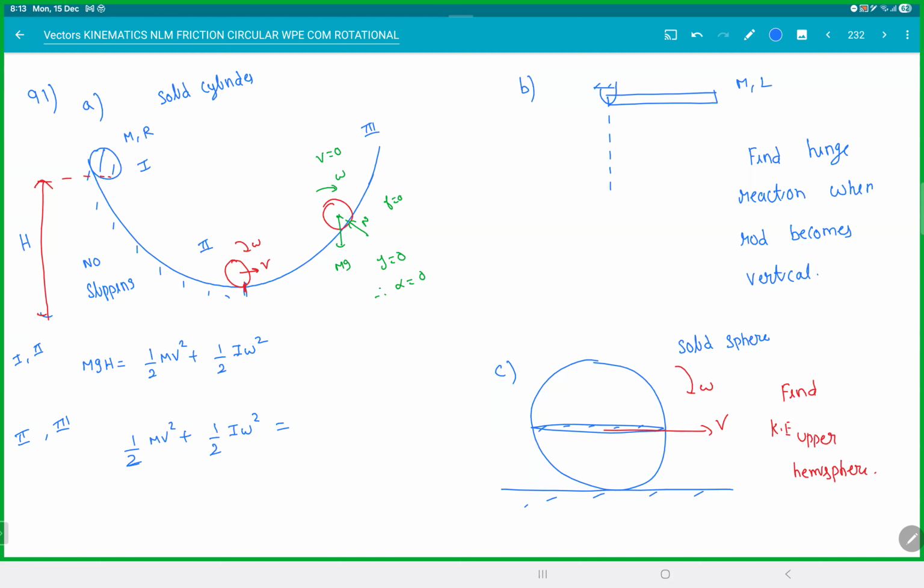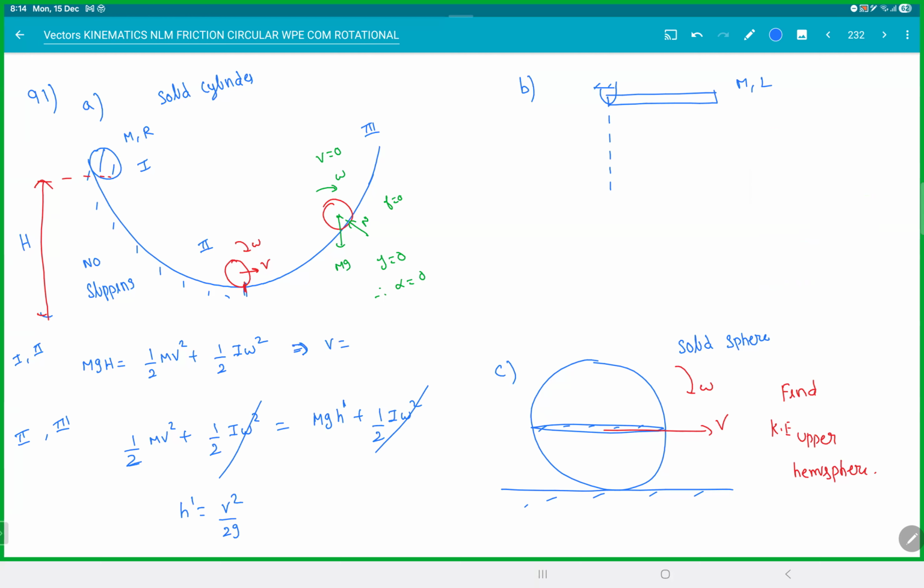You can actually argue like this. Only the translation energy becomes the potential energy. This guy will become mg h dash, the new height, plus half I omega square. This goes off. So h dash will be v square by 2g. And you can get v from here. Take that and substitute the answer.